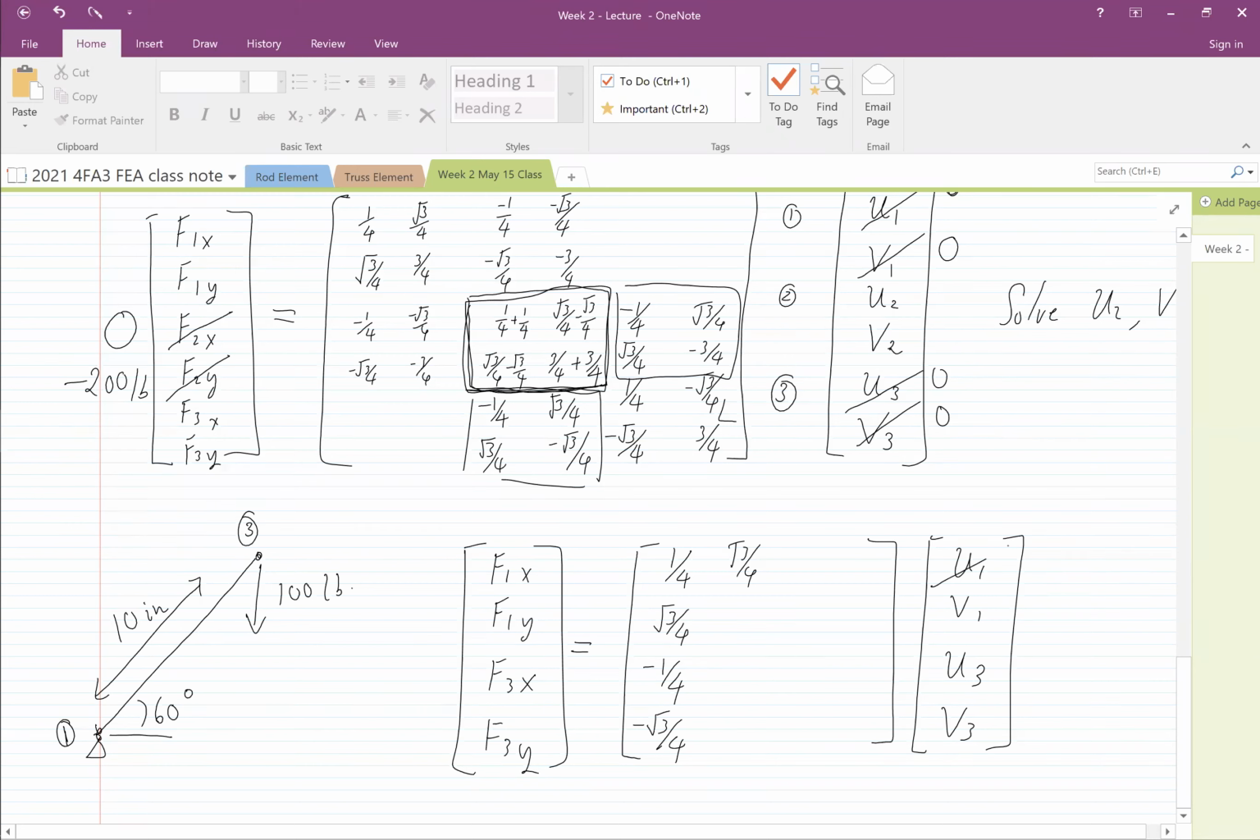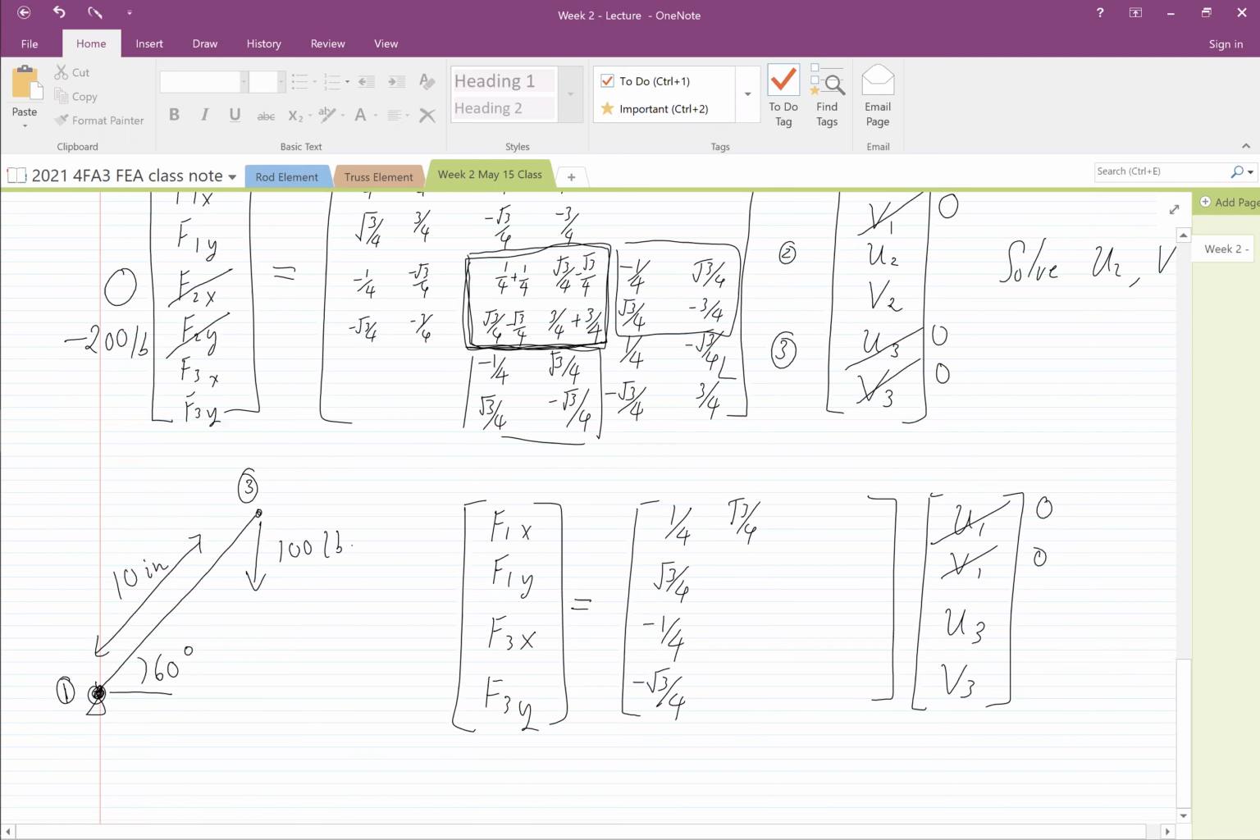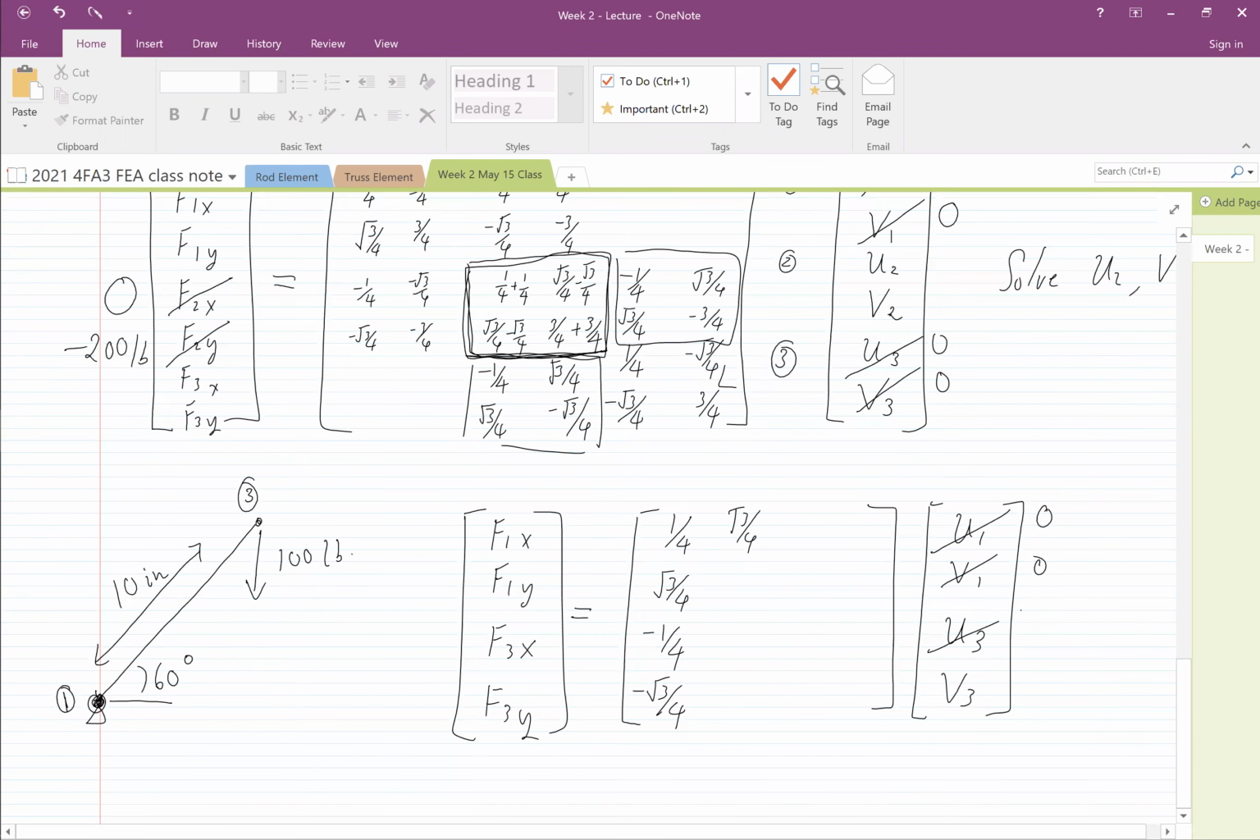Okay, U1 and V1 is 0 because it's mounted on the floor, right? U3 is 0 as well because it's symmetric, okay? So U3 is not moving to the side. It's not going anywhere on the side, but it's allowed to move vertically, okay? F1x and F1y, I know it's being supported by the floor. I cannot set anything to it.